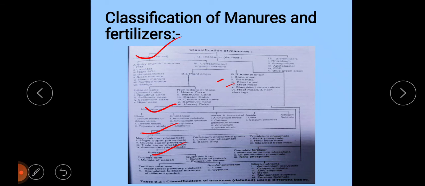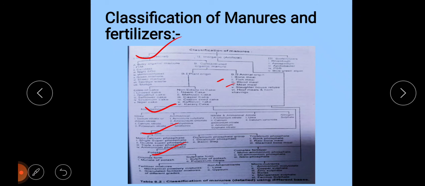These are nitrogen sources in nitrate form. Then the ammoniacal form of nitrogen: ammonium sulfate, ammonium chloride, and anhydrous ammonia. These are three different ammoniacal sources of nitrogen. Then nitrate and ammoniacal combined forms of nitrogen: ammonium nitrate, calcium ammonium nitrate, and ammonium sulfate nitrate. Then also the amide form: urea and calcium cyanamide. So these are the five distinct forms of nitrogen availability.